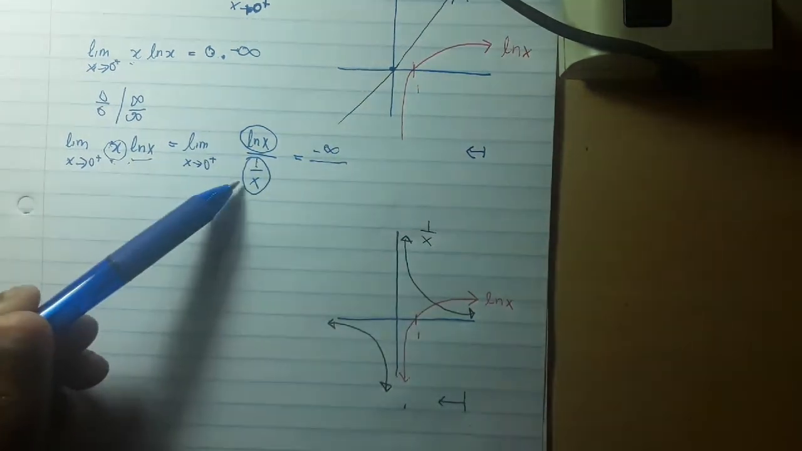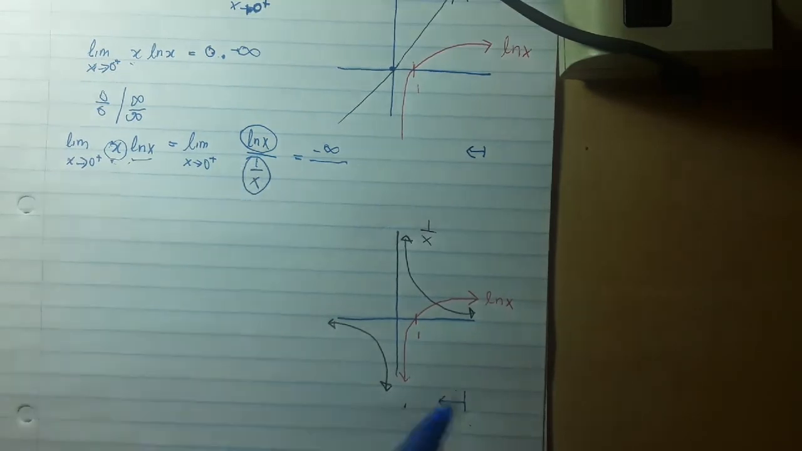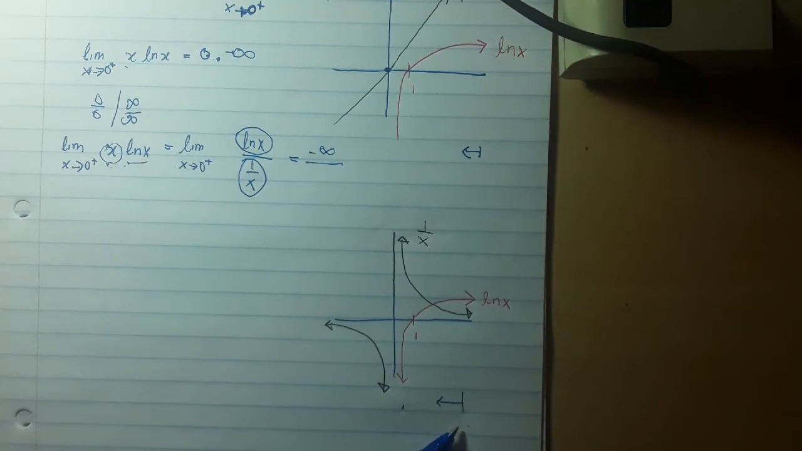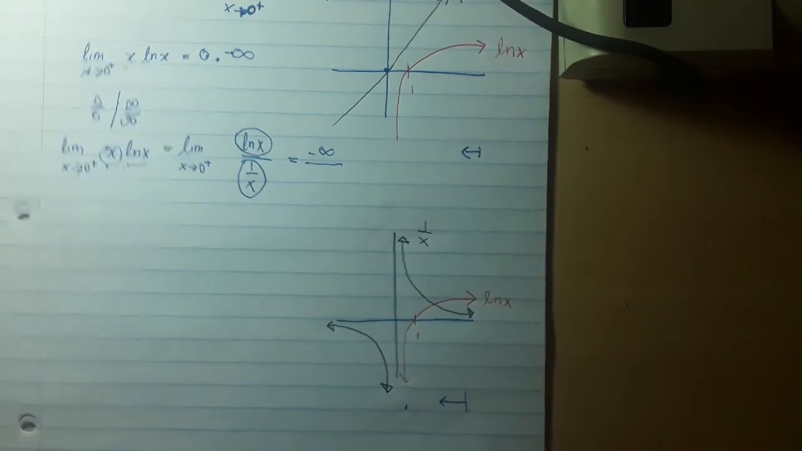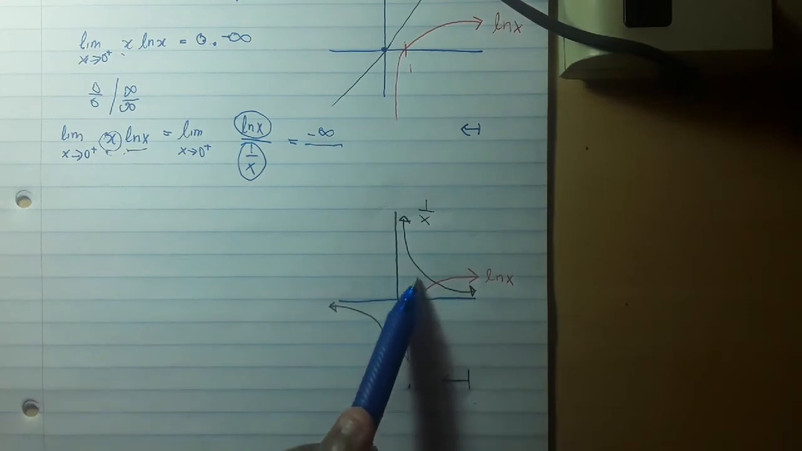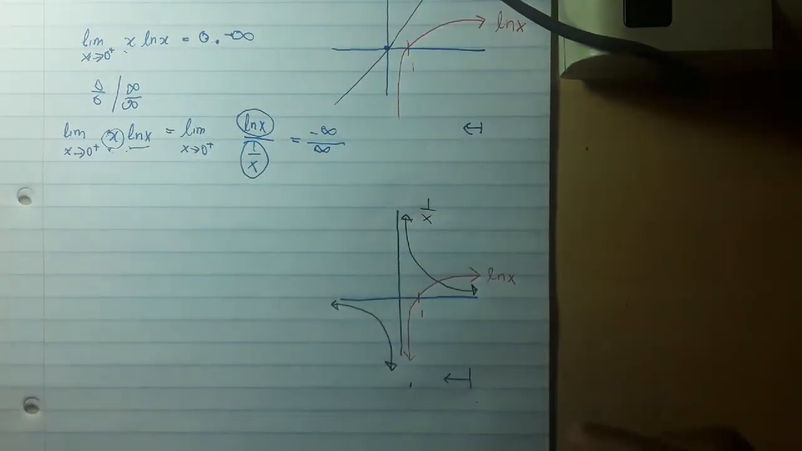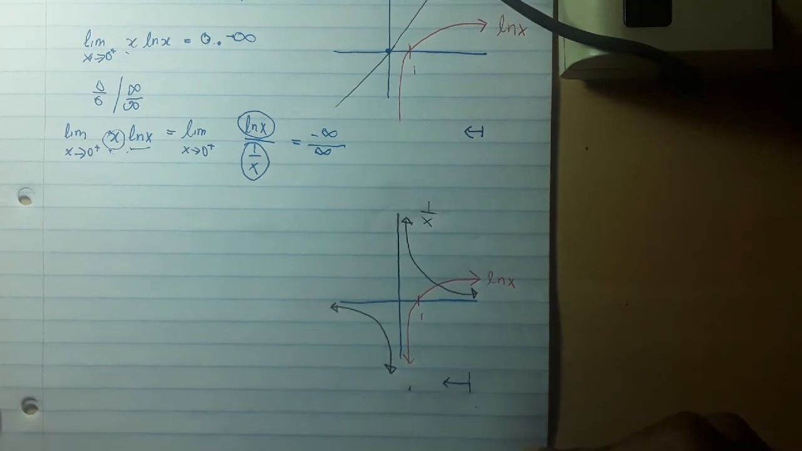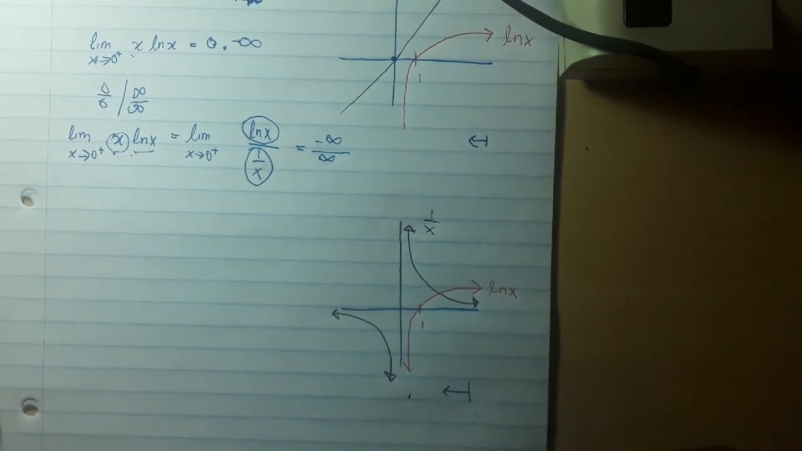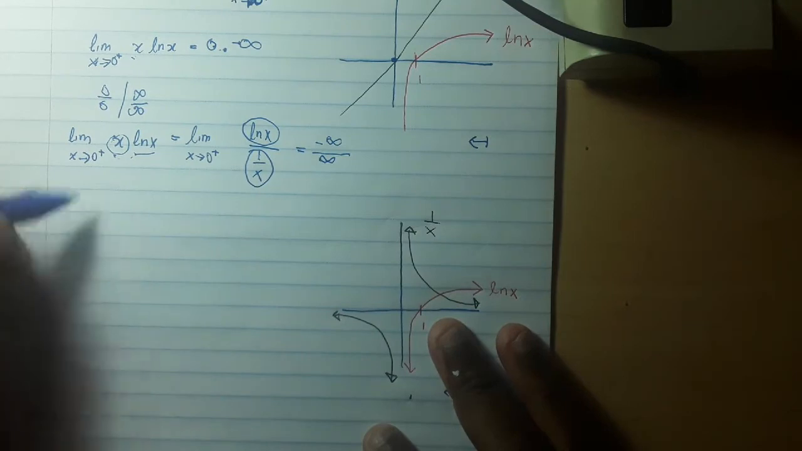But now let's look at what happens to 1 over x as we approach 0 from right to left. We see that as we approach 0 from the right, this goes towards infinity. So now do you see we have a case of infinity over infinity? This means that we are able to apply L'Hopital's rule now. So we'll apply L'Hopital's rule to determine what this limit is.